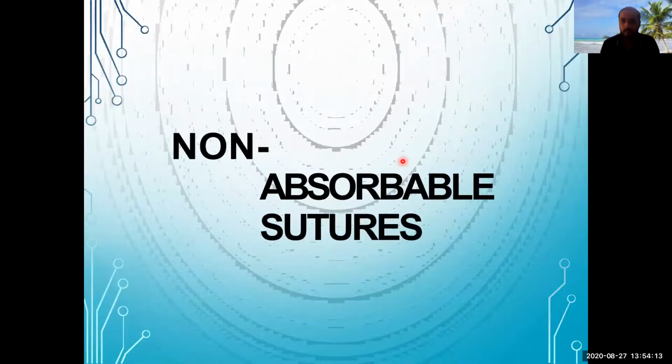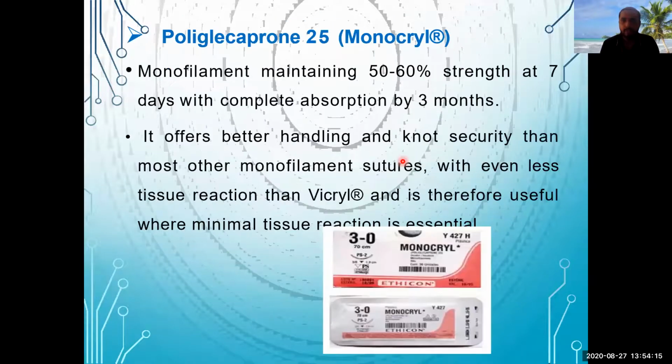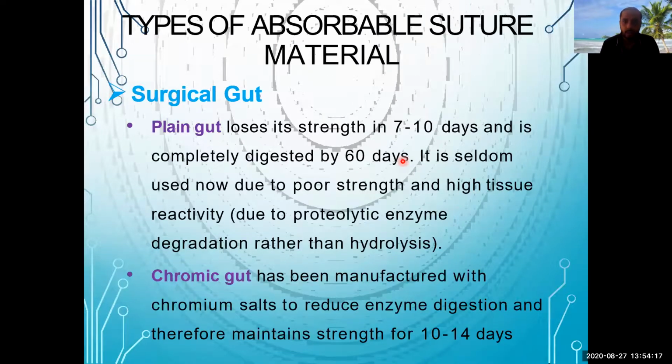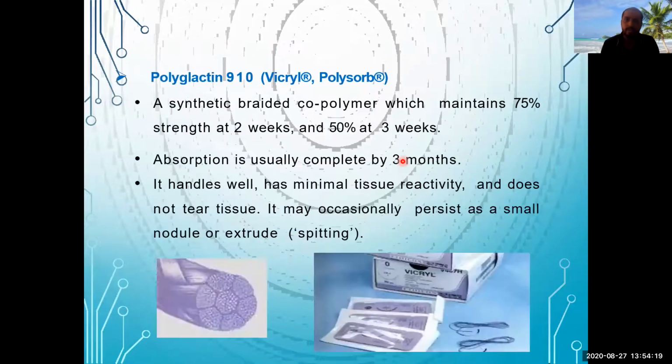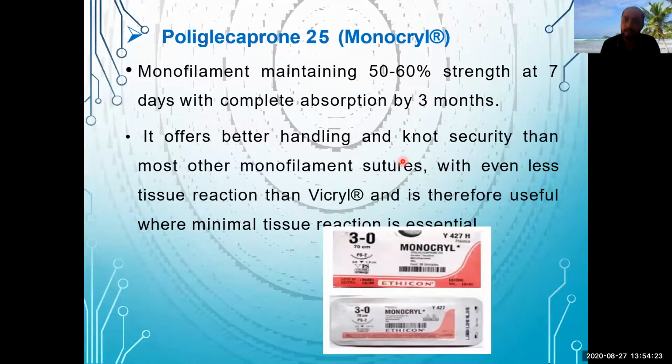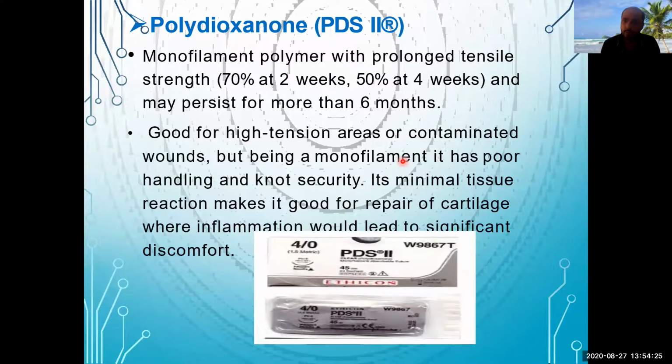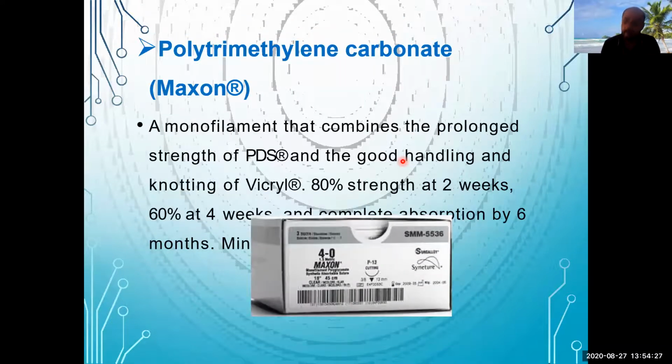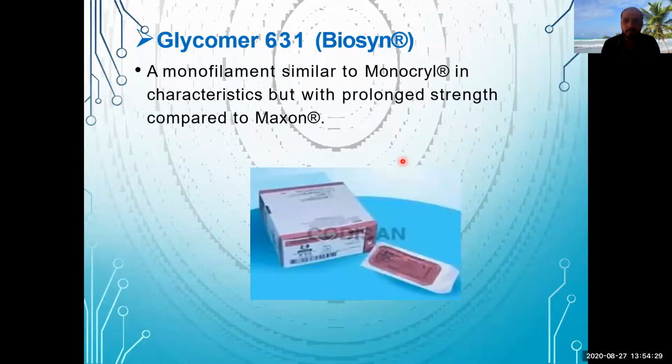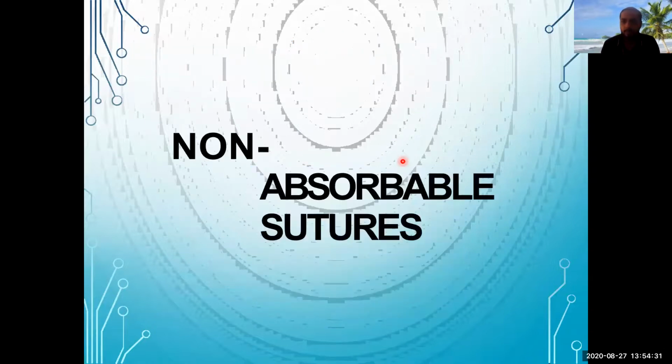Let us discuss some absorbable sutures. We have catgut, then Vicryl, polyglactin, polyglecaprone, then polydioxanone, and polytrimethylene carbonate. These are the ones mostly used in normal life.